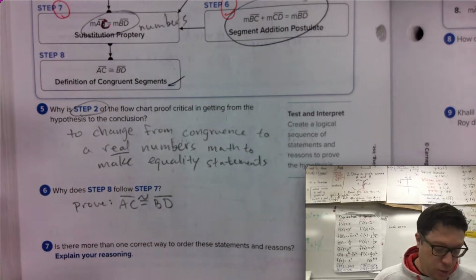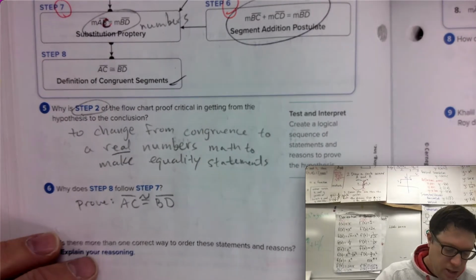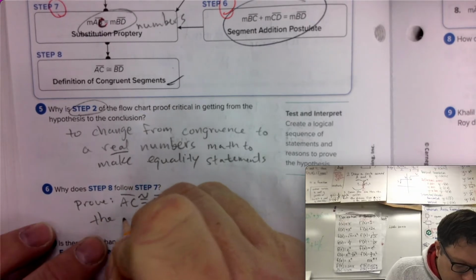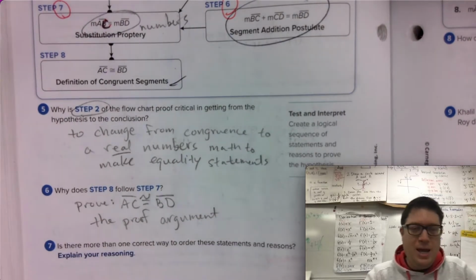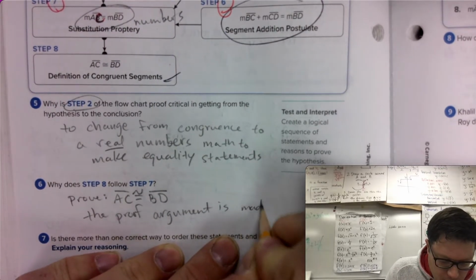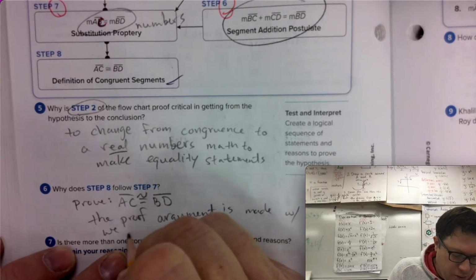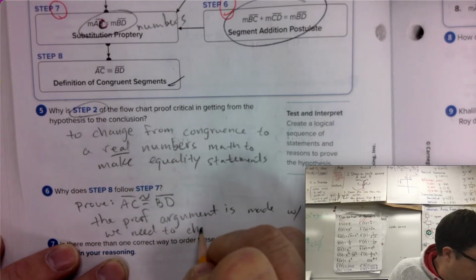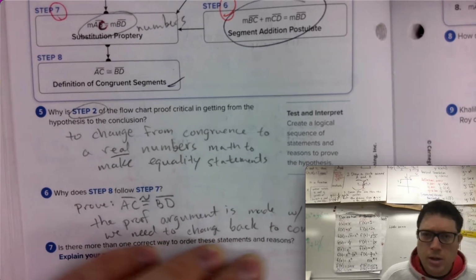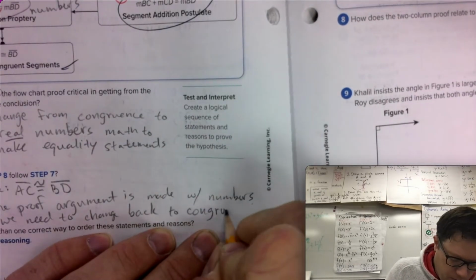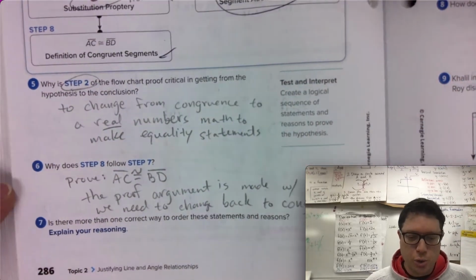When we see things, we're in numbers land for our proofs. We need to flip back to what the conclusion says. The conclusion says the proof argument is made in numbers. We need to change back to congruence. And I'm writing underneath my video. Here we go. Okay, last question on this page. Wrapping the video up. Moving on to 2 columns next.